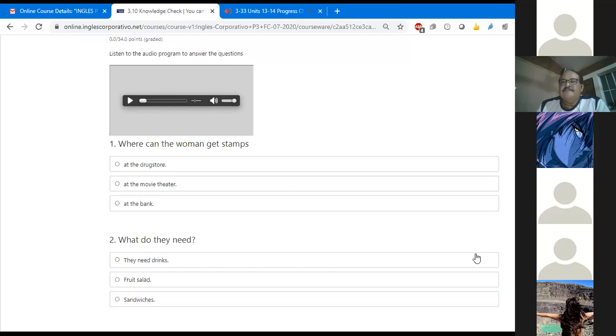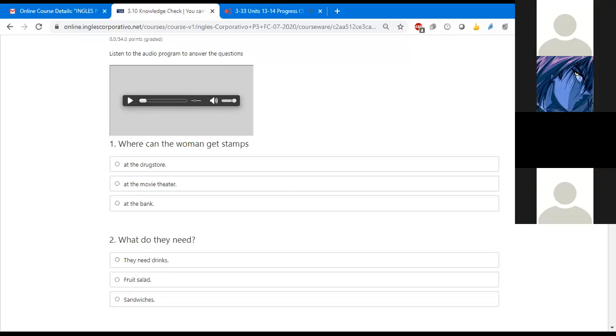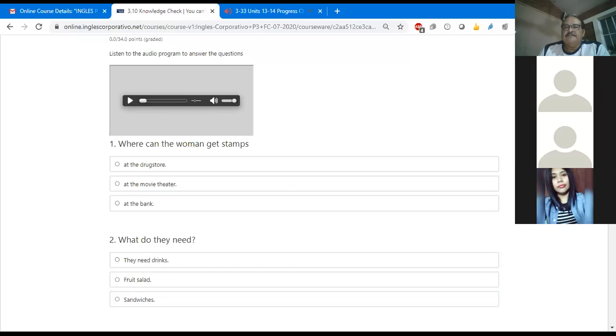Units 13 to 14 progress check. Page 98. Exercise 1. Listening. What are you looking for? Listen to the conversations. What do the people need? Where can they get or find it? Complete the chart.